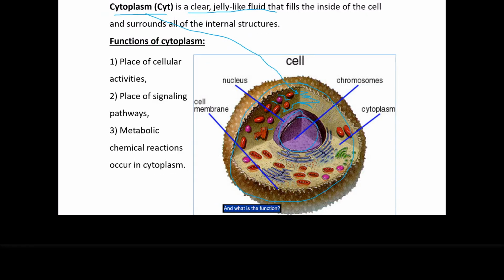And what is the function? So this is the place of all cellular activity inside of this jelly-like cytoplasm. It's the place where signaling molecules travel from one place to the other. Metabolic chemical reactions can also occur in the cytoplasm. So this is the main function of the cytoplasm.